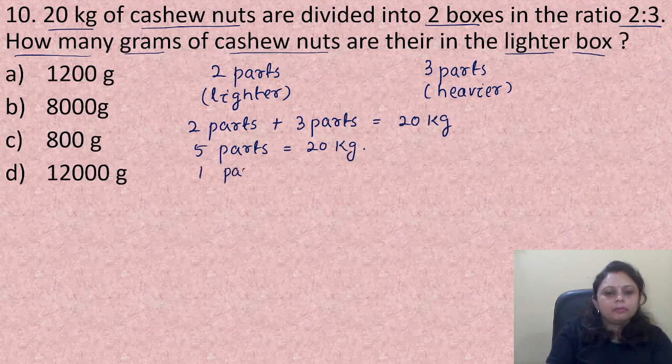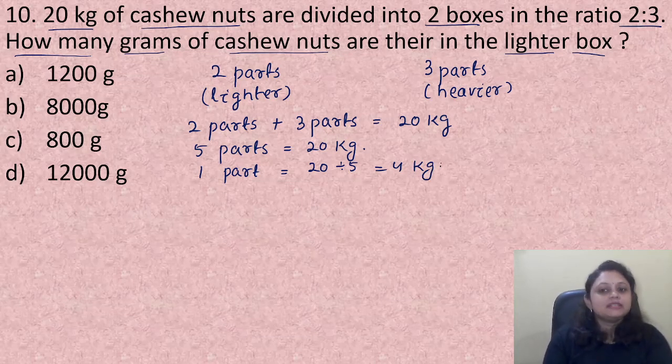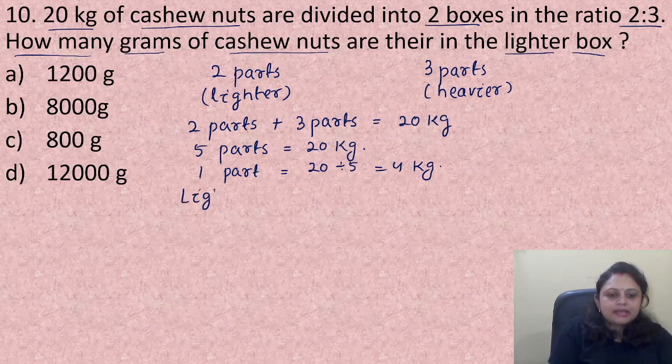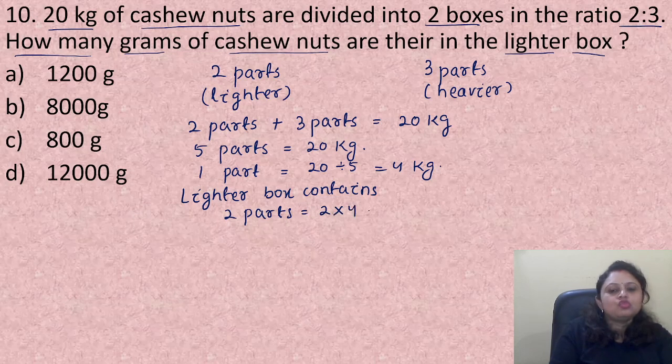Now 1 part is equal to 20 divided by 5, that is equal to 4 kg. So 1 part is 4 kg, right? We have to find out how many grams of cashew nuts are there in the lighter box. So how many parts does the lighter box contain? The lighter box contains 2 parts. So 1 part is 4 kg, 2 parts means 2 into 4 kg, that is equal to 8 kg.